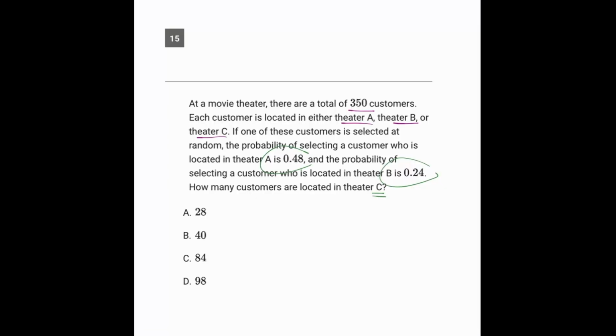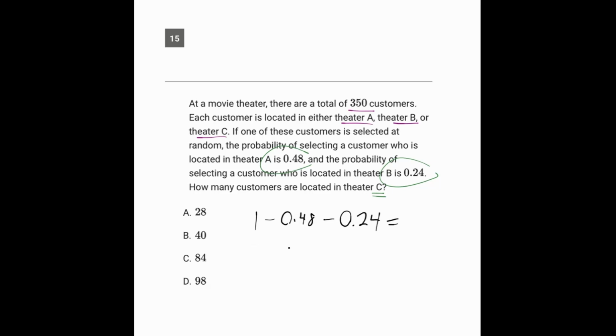Now, all of the possible outcomes for any situation would always add to 1. In other words, if I take all the probabilities of all the possible things that could happen in any one situation, all of those probabilities should add up to 1. So to find the probability of the customer being in theater C here, we can start at 1 and take away the two probabilities that we already have.